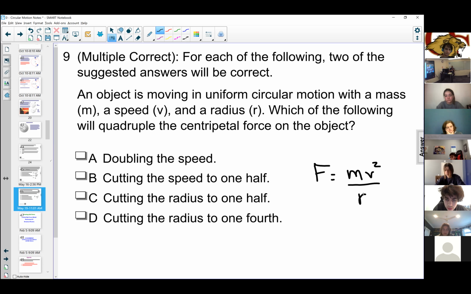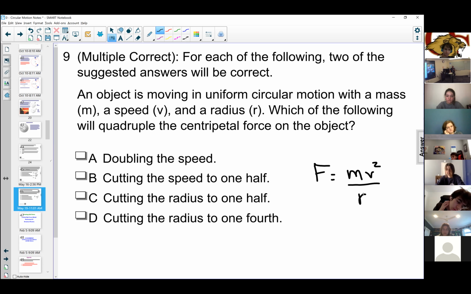Okay, can you tell us how you came up with that? Well, doubling the speed is squared. So if you double it, then it is actually quadrupling it. So it would quadruple the force. And D, because if you cut down the radius to 1/4, it's a reciprocal relationship or something. So it actually would quadruple the force rather than quartering it. Yeah. Good.